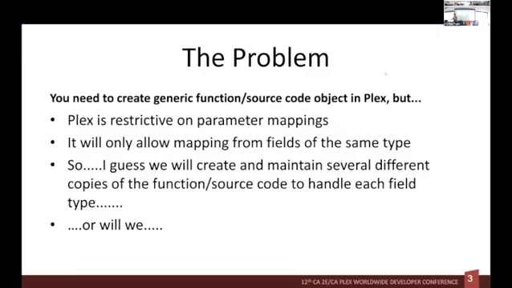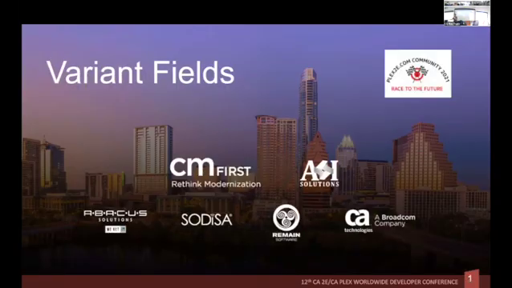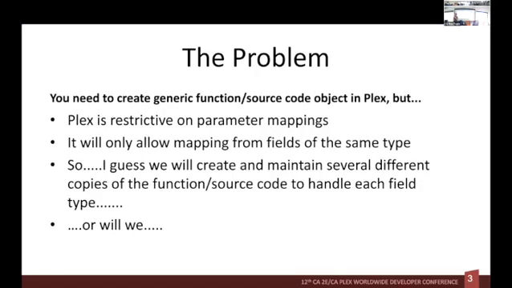Okay, so I have a very, very small item to talk about. It's called variant fields, and it's something that I did not know was a feature in Plex for a long time until I really started writing a lot of very generic patterns. And it kind of was a lifesaver once I figured it out.